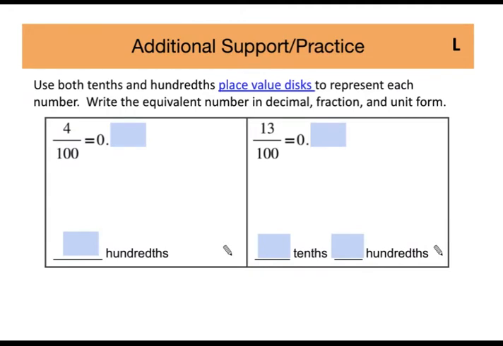So this is slide L, and just like in the previous exercise, we're going to do slide L together, and then you'll go on ahead to slide M and complete it on your own. So let's take a look at this slide here. So it says use both tenths and hundredths place value disks to represent each number. Write the equivalent number in decimal, fraction, and unit form. So if we're going to be using those place value disks here, for this problem, it's 4 hundredths. So that means that we would have 4 disks and each of their value would be 1 hundredth.